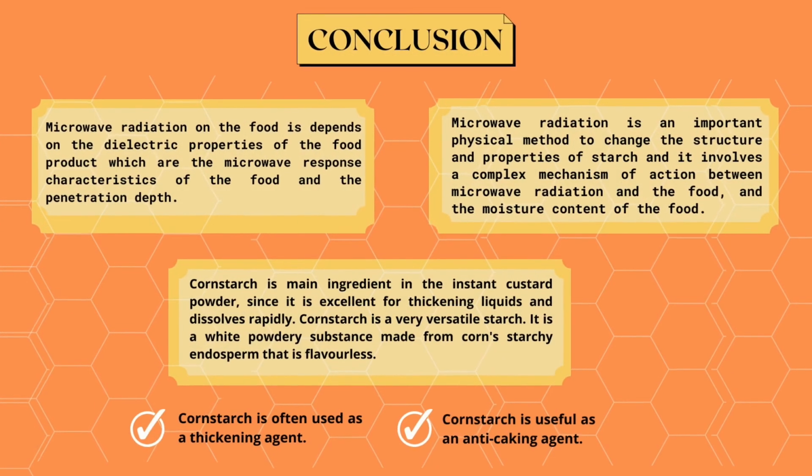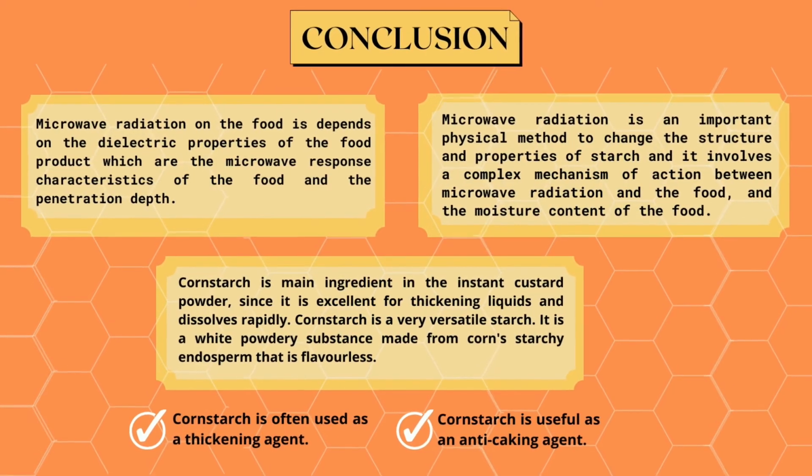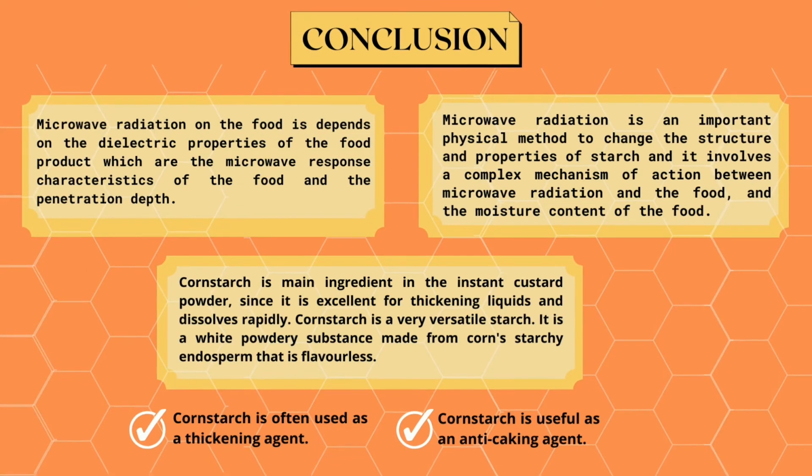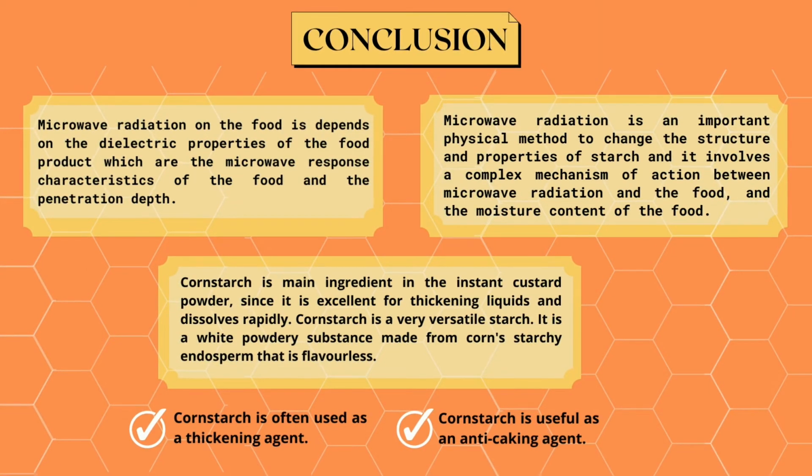As a conclusion, we have discussed the effect of microwave heating on the cornstarch. Microwave radiation on the food depends on the dielectric properties of the food product, which are the microwave response characteristics of the food and the penetration depth. Cornstarch is the main ingredient in the instant custard powder, since it is excellent for thickening liquid and dissolves rapidly.